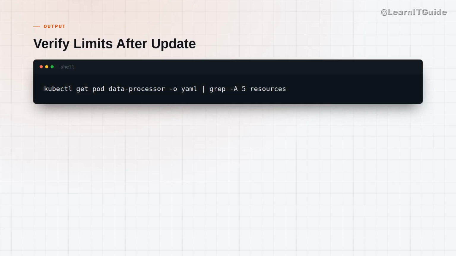After you apply this manifest, verify the limits are active using the getPod command. You should see your defined ephemeral storage limits reflected in the pod configuration. This ensures the scheduler knows exactly how much space this pod needs on a node.